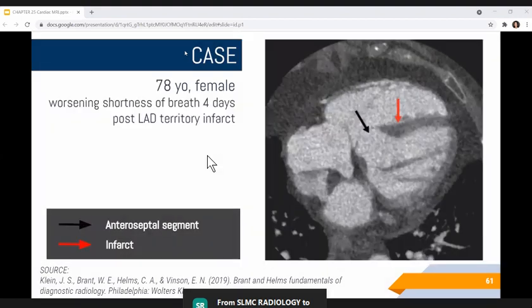Next is a 78-year-old woman who developed worsening shortness of breath 4 days after LAD territory infarct. This four-chamber image from a cardiac CTA shows a large defect in the anteroseptal segment at the base, pointed by the black arrow. This is consistent with the post-infarct ventricular septal rupture. The edges of the myocardium adjacent to the rupture are hypoattenuating due to the infarct, pointed by the red arrow. Unfortunately for this patient, she died 1 day later.